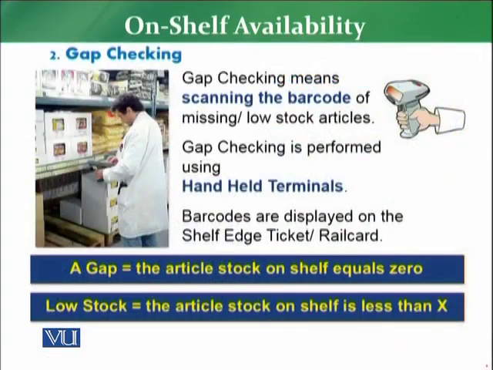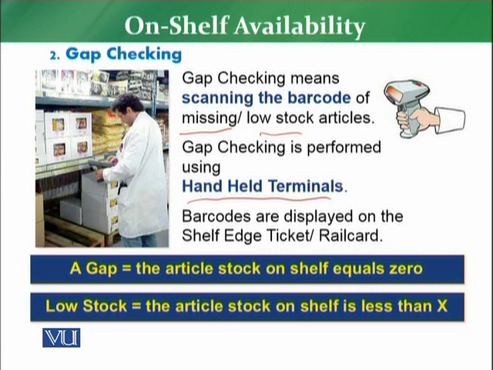Let me discuss with you quickly one by one. So first of all, it's about the gap check. Gap check means scanning the barcodes of the missing or low stock articles. So two types of articles: articles which are actually not available, and articles which are in low stock. So how do you have to do this? You have to do this gap checking through the HHDs, handheld terminals, or handheld devices.